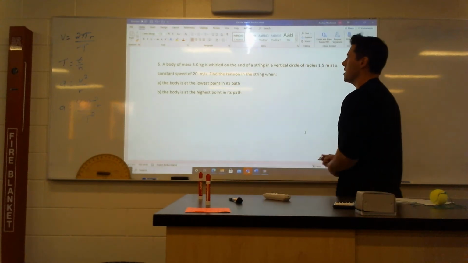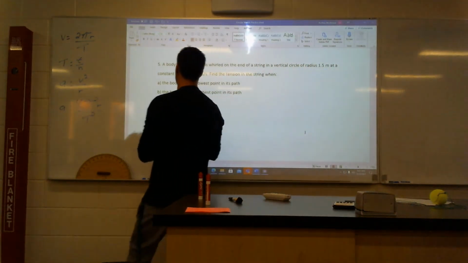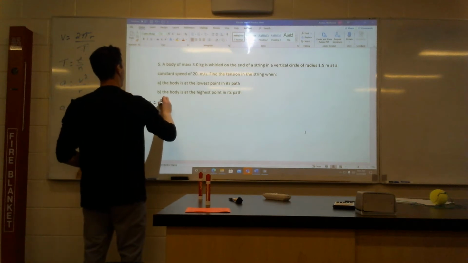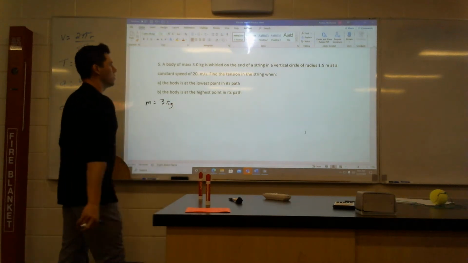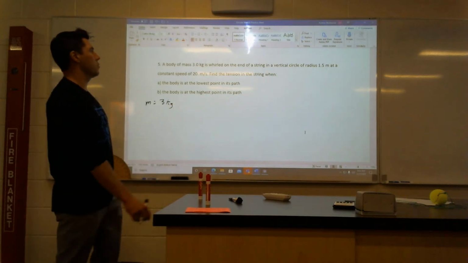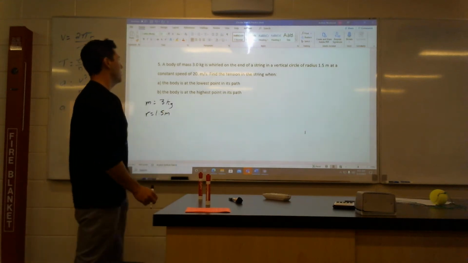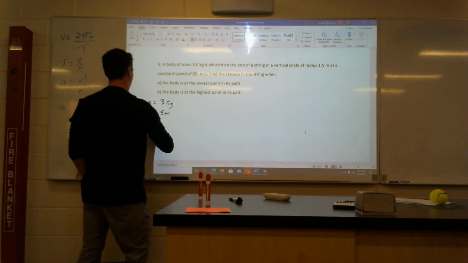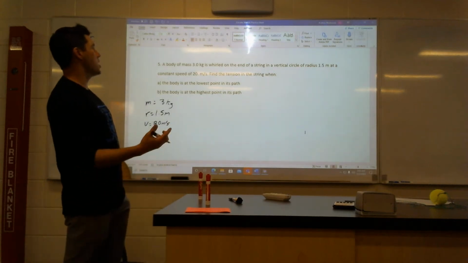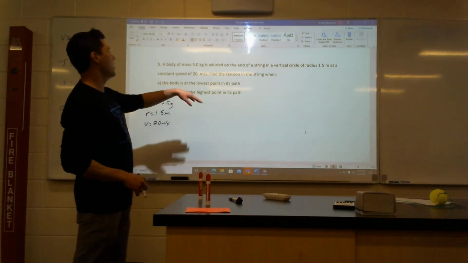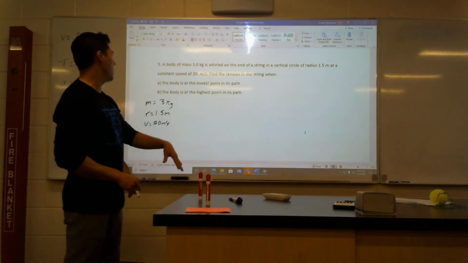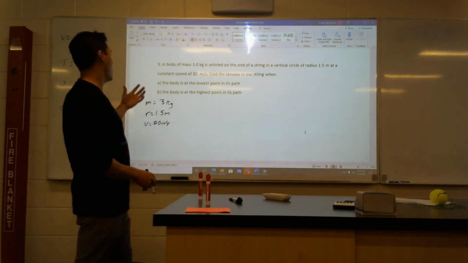It says a body of mass 3 kilograms is whirled on the end of a string, kind of like mine, with a radius of 1.5 meters at a constant speed of 20 meters per second. That is a fast speed. Find the tension of the string when A, the ball is at the lowest point, and then when the ball is at the top.